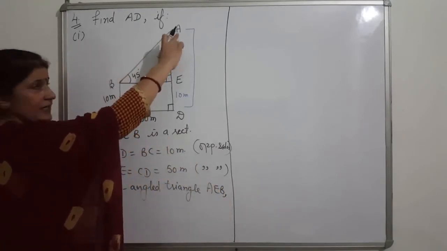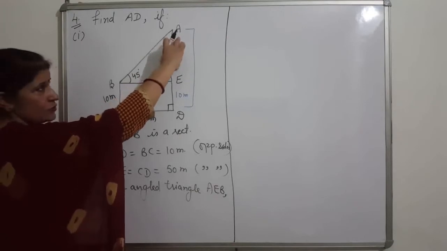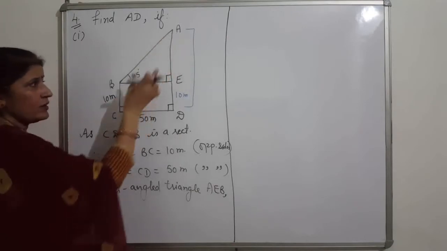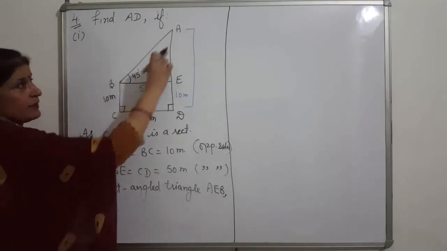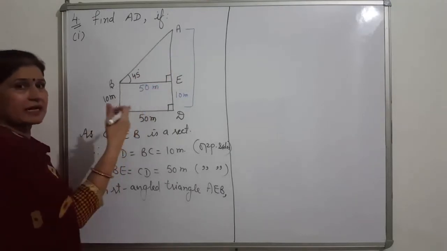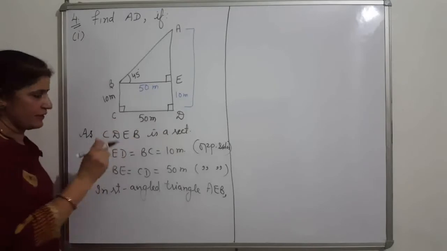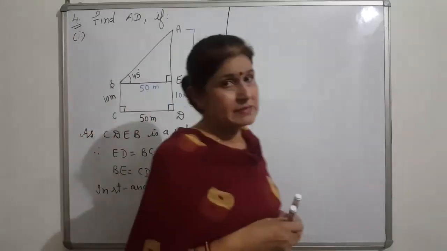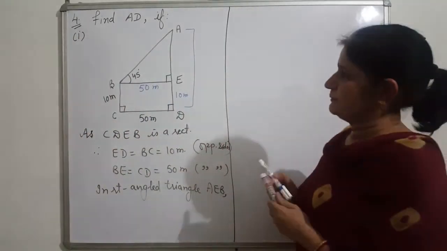You have to find AD. For this you need AE. So this is perpendicular, this is base. Perpendicular over base is equal to tangent theta, whatever angle is given here. We will take the ratio of these two sides and then we calculate.